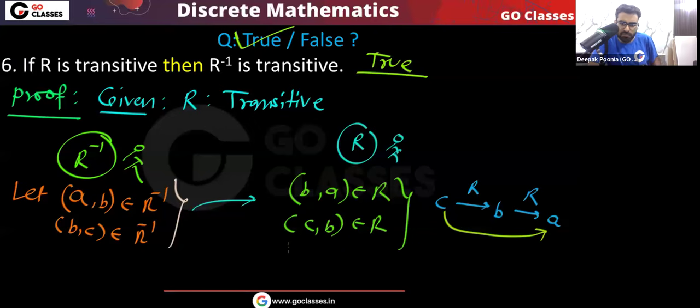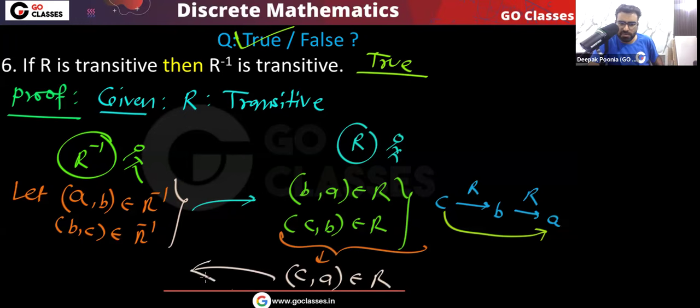So from here we can say that C will be related to A in R. If C is related to A in R, then I can say A will be related to C in R inverse. Okay, that's it. This is what we wanted to prove.